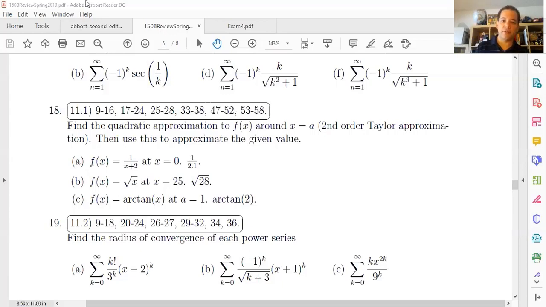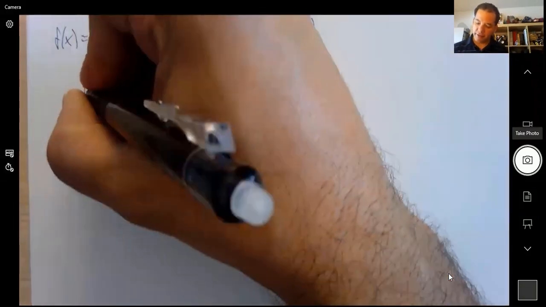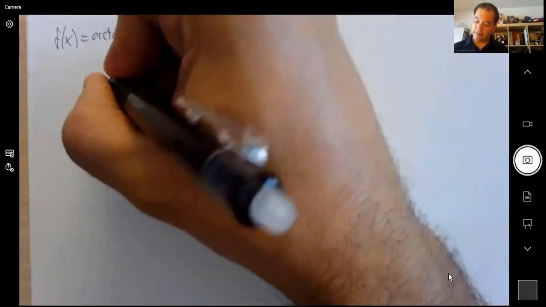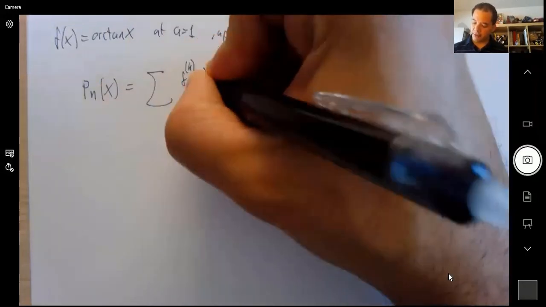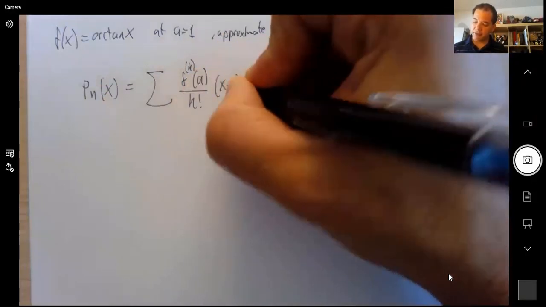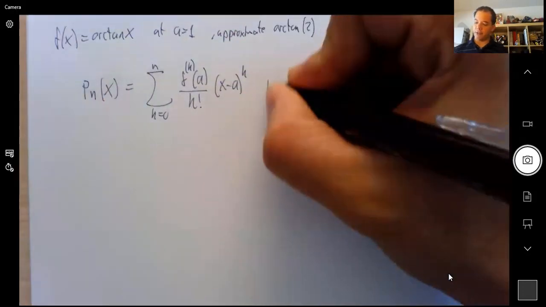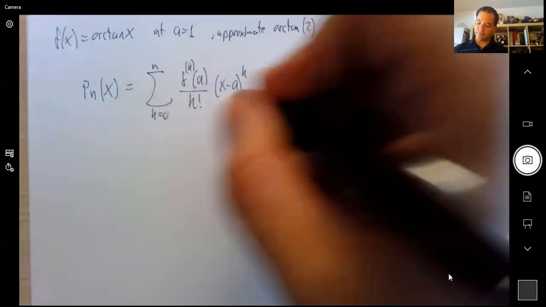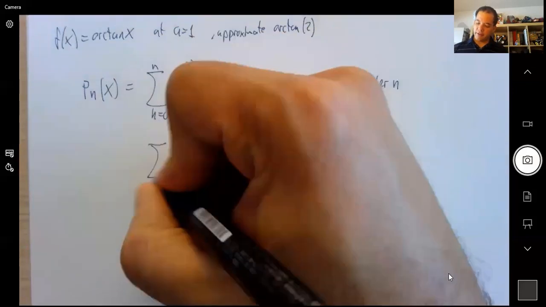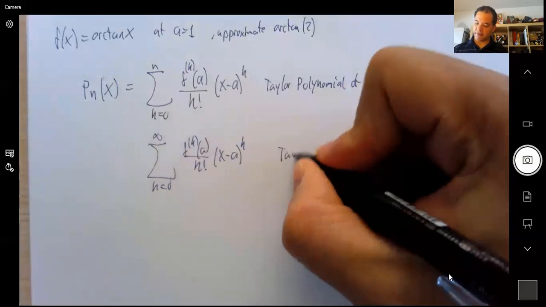Okay, so easy, and the same formula applies both for Taylor polynomials and for Taylor series. So I'll write it here. In general, the nth Taylor polynomial is given by this: the sum of the k-th derivative evaluated at a over k factorial, times x minus a to the k, and you go from 0 to n. That's the Taylor polynomial of order n. And if you want the Taylor series, then you simply go all the way to infinity. And that's the Taylor series.